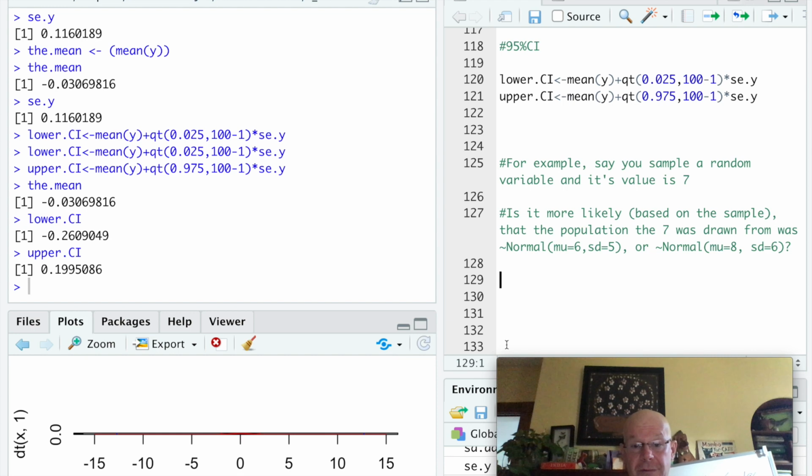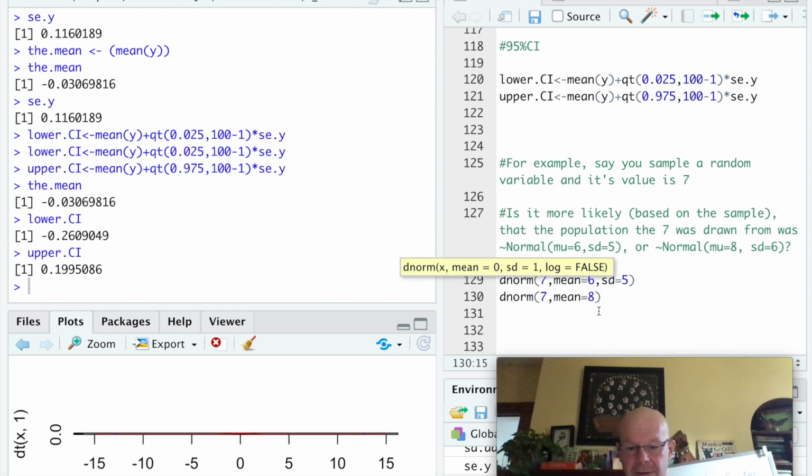And all we would have to do to do that is say dnorm. Yeah, dnorm. Got a little excited there with the density. And what is our value? 7. And we got a mean equal to 6. And we got a standard deviation equal to 5. And then we can do the same thing with the dnorm, where we got a 7. This time mean is 8, and standard deviation equals 6.